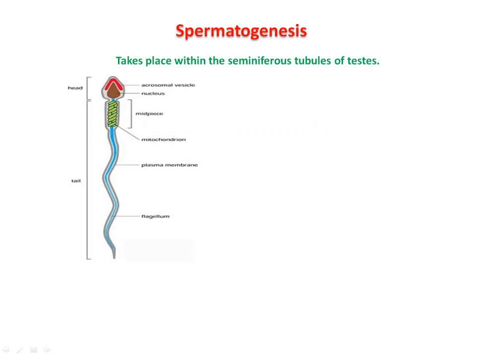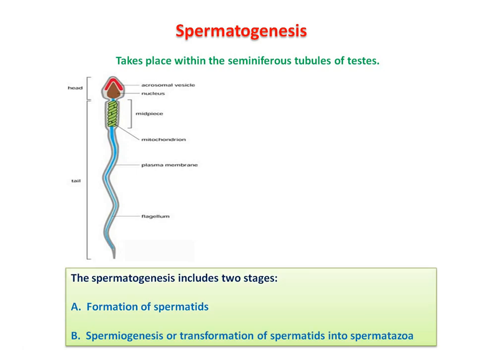So we all know that sperm cells are produced in the testes of male. That is, the sperm cells are the male gametes. Spermatogenesis takes place within the seminiferous tubules of the testes. So here is the picture of the sperm cell. The sperm cell consists of a head, a middle piece, and a long tail. We are going to learn how this structure is produced with the different components.